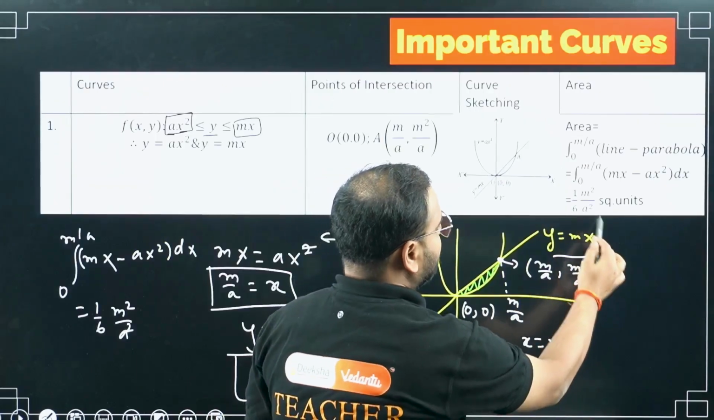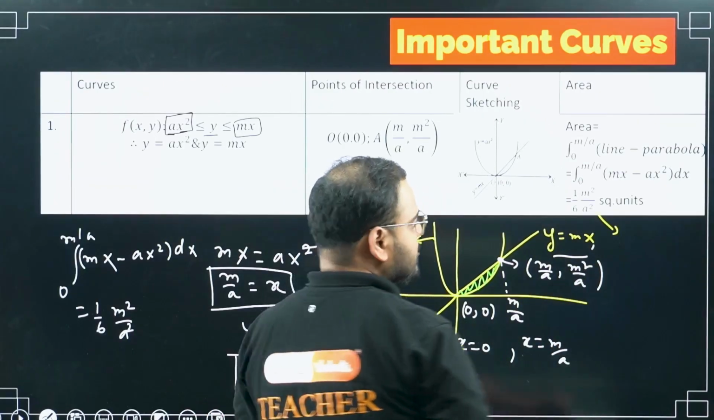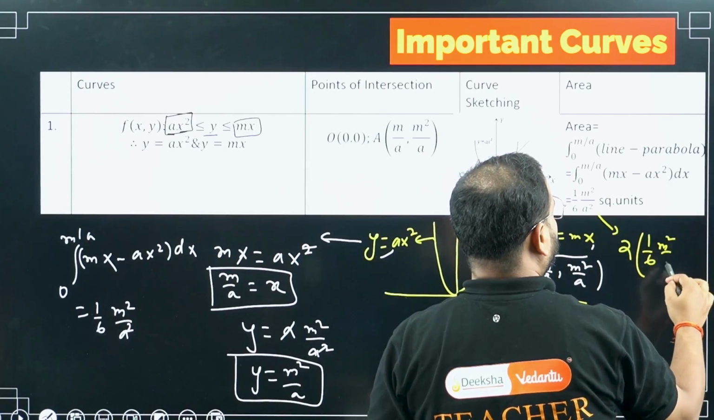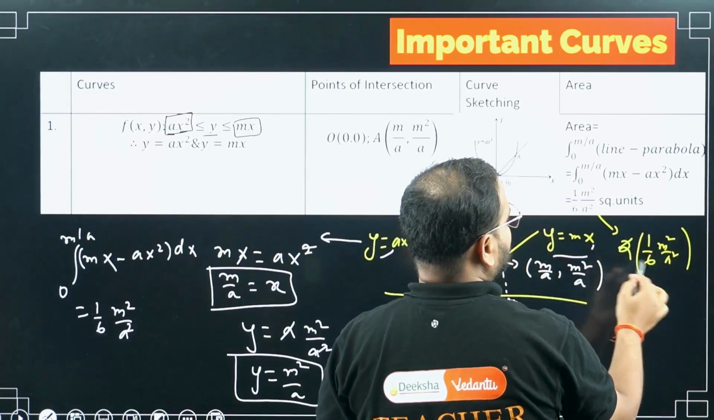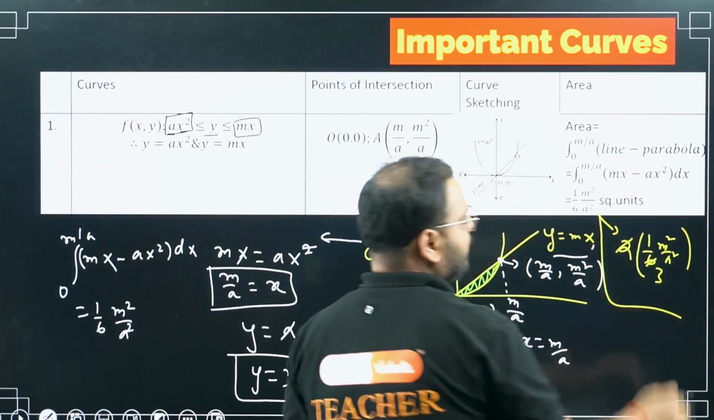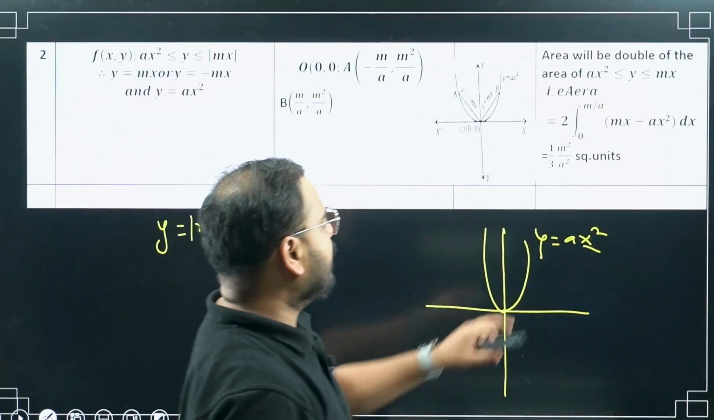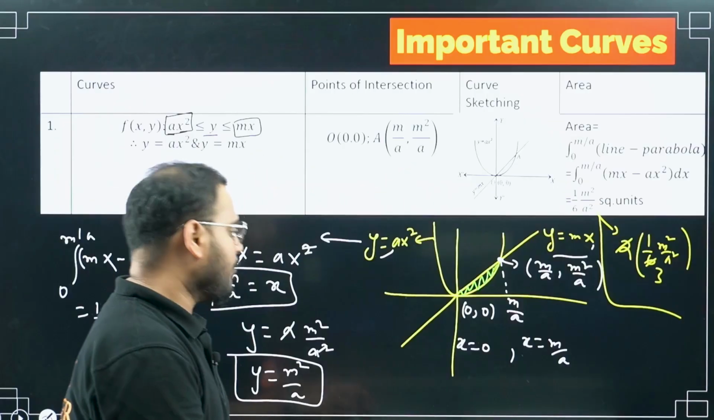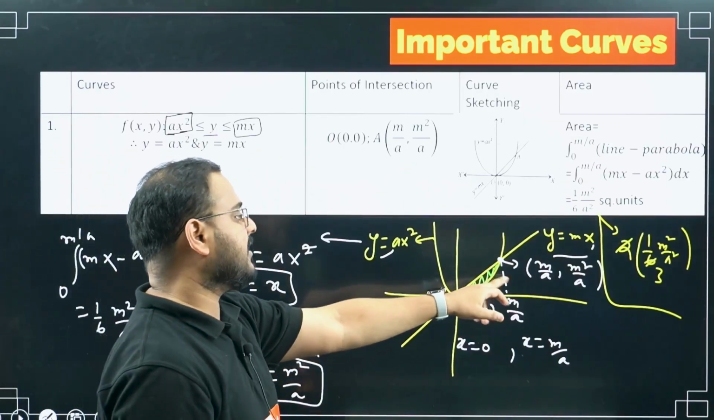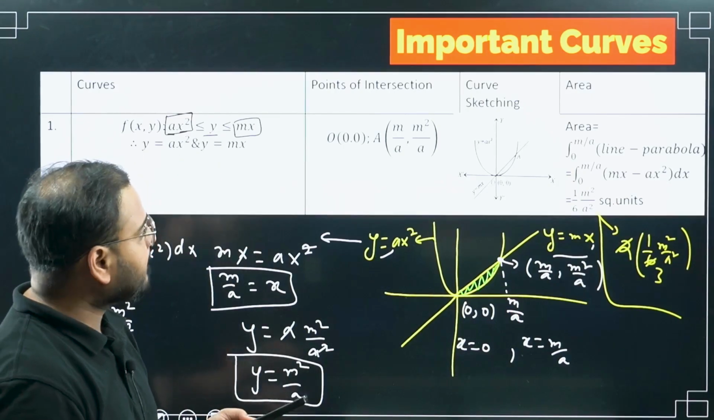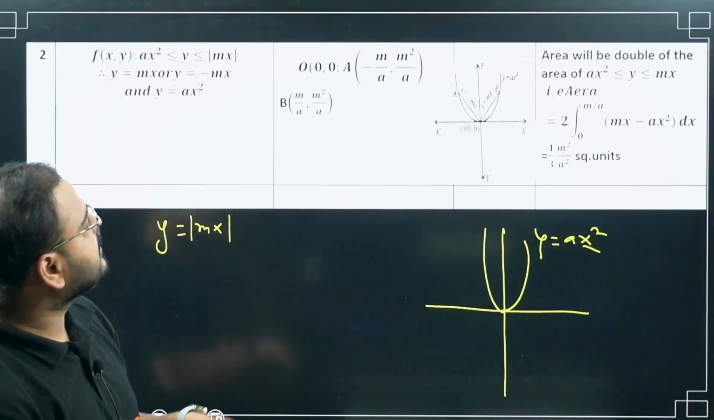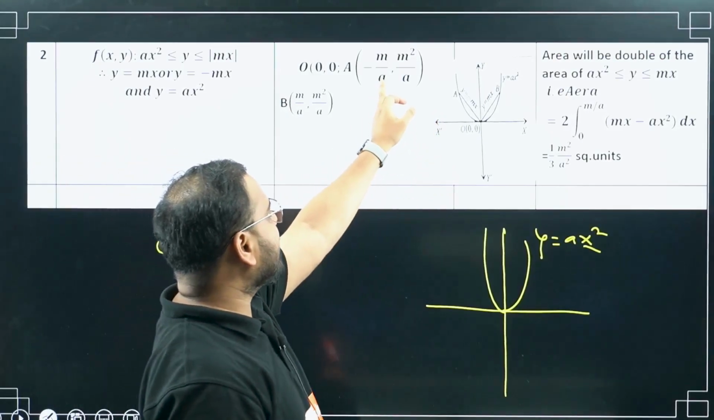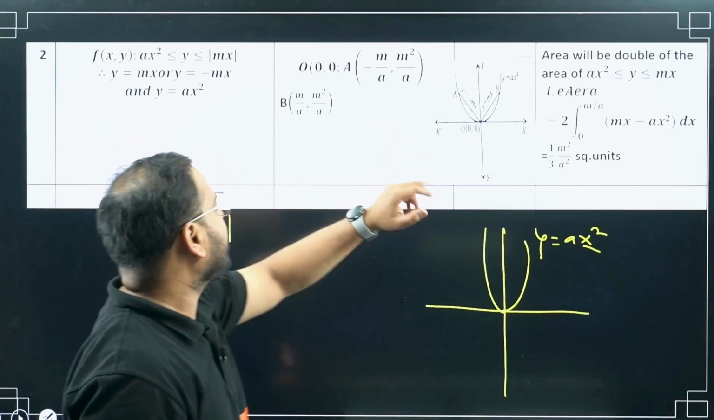I'll show you over here. If you multiply this whole thing, 1 by 6 m square by a square, by 2, what are you going to get? This 2 will cancel with this, no? This will become 1 by 3, right? Same thing is written over here: 1 by 3 m square by a square. And how to find that previous one? We have seen it over here. How to find the point of intersection and everything, we have seen over here. Please understand this. The point is from where to where? What is point A? Minus m by a and m square by a. What is point B?